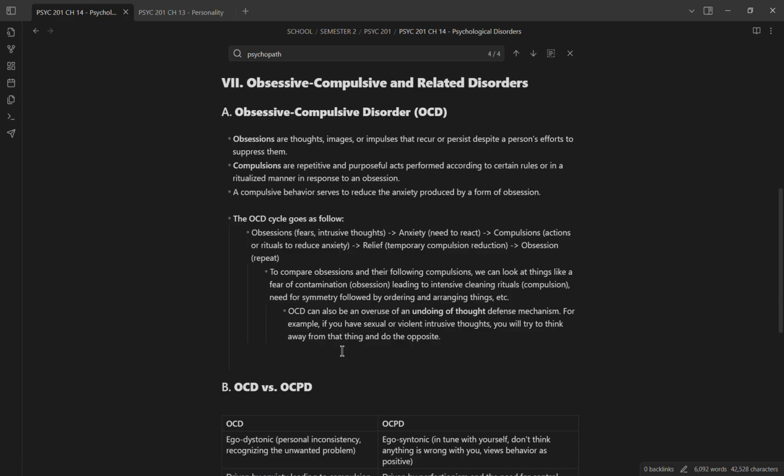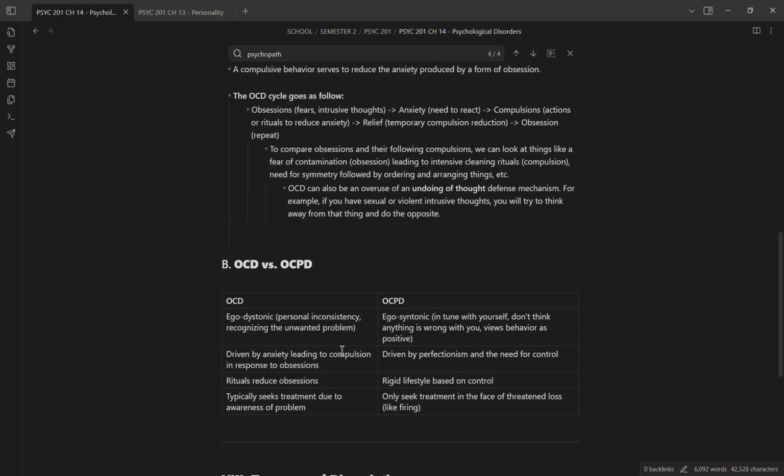OCD can also be an overuse of an undoing of thought, which is a defense mechanism. For example, if you have sexual or violent intrusive thoughts, you will try to think away from that thing and do the opposite, right? That's another form of technically like an obsession and a compulsion. But yeah. So again, OCPD versus OCD.